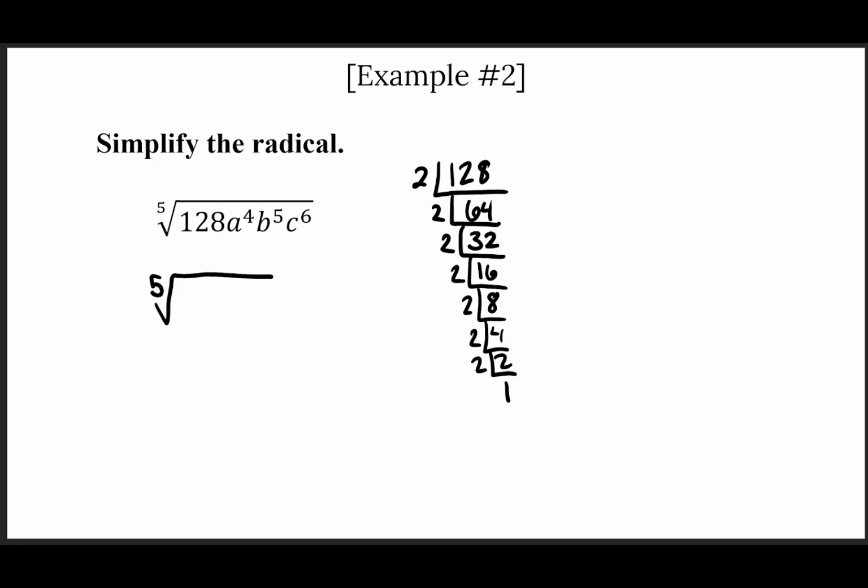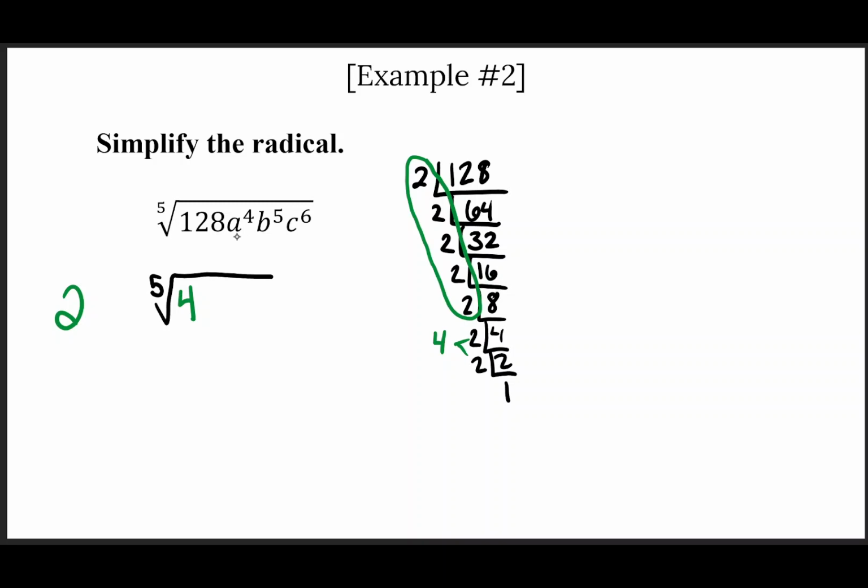All right, I need to find them in sets of 5. So if I'm circling up 5 of them at a time, 1, 2, 3, 4, 5, I have to use all 5 of those 2's to cash out a regular 2 on the outside. How many 2's do I have left over? Well, I have 2 2's left over, so I'm going to multiply those back together and call it a 4. Put that on the inside.